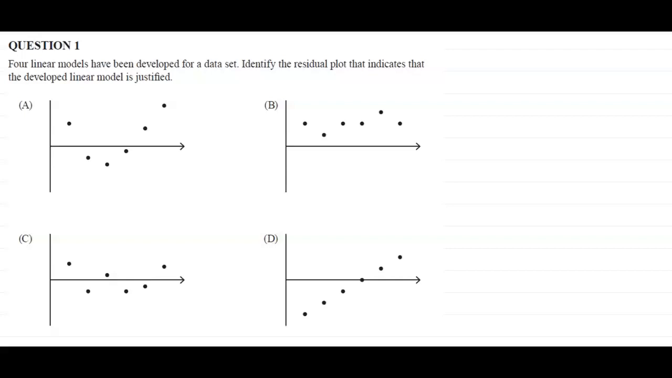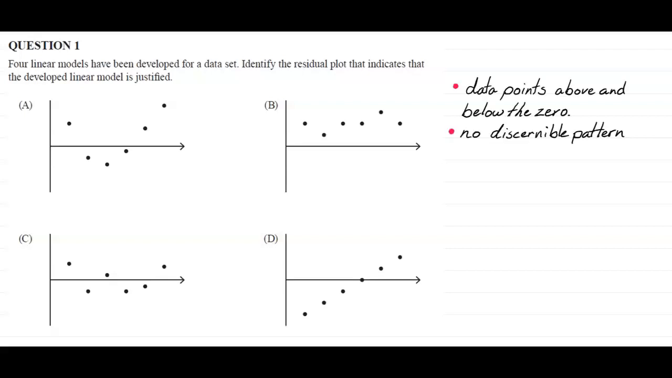Question 1. Four linear models have been developed for a dataset. Identify the residual plot that indicates that the developed linear model is justified. So, in order to justify whether a linear model is appropriate or not, the resultant residual plot will show the data points scattered above and below the line, i.e., there's no discernible pattern. So, what we're looking for is data points above and below the zero and no discernible pattern.